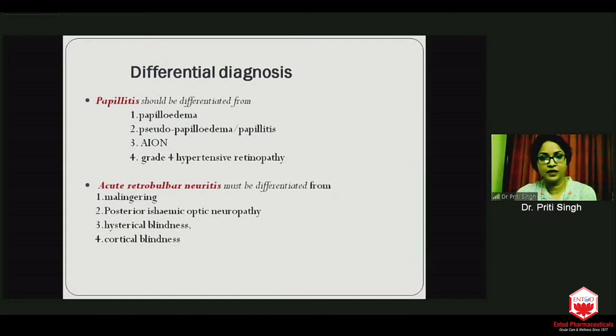Another important task for ophthalmologists is to differentiate optic neuritis from similar ocular conditions. Papillitis should be differentiated from conditions where there is disc edema. They are papilledema, pseudopapilledema, which is seen in hypermetropia and optic disc drusen, etc., anterior ischemic optic neuropathy and grade 4 hypertensive retinopathy. Whereas acute retrobulbar neuritis should be differentiated from malingering, posterior ischemic optic neuropathy, hysterical blindness, and cortical blindness. In all these 4, the fundus will be normal, but the patient will be complaining of loss of vision.